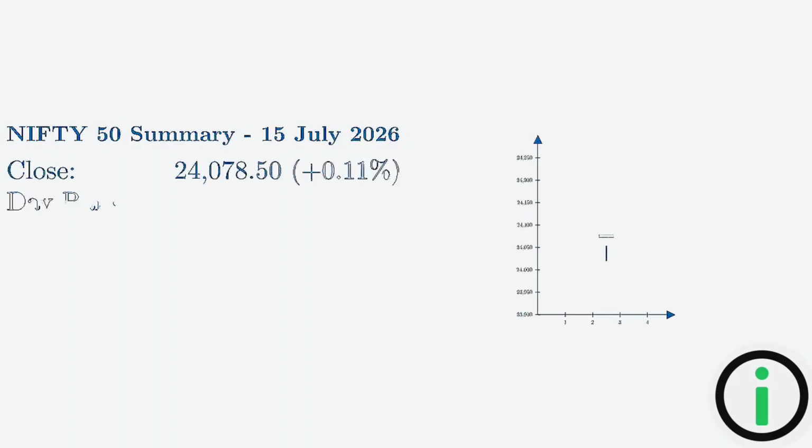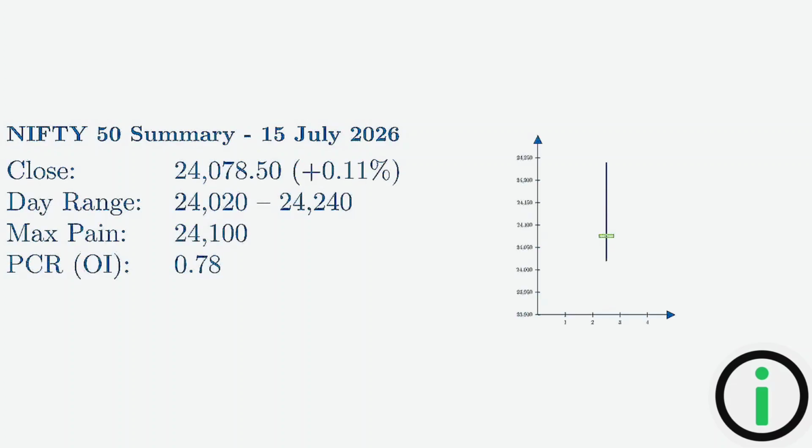Let's look at the core numbers from the July 15th session. The Nifty 50 closed at 24,078.50, which was a minor gain of about 26 points, or 0.1%. While the close looks flat, the day range was quite wide, spanning about 220 points between 24,020 and 24,240.